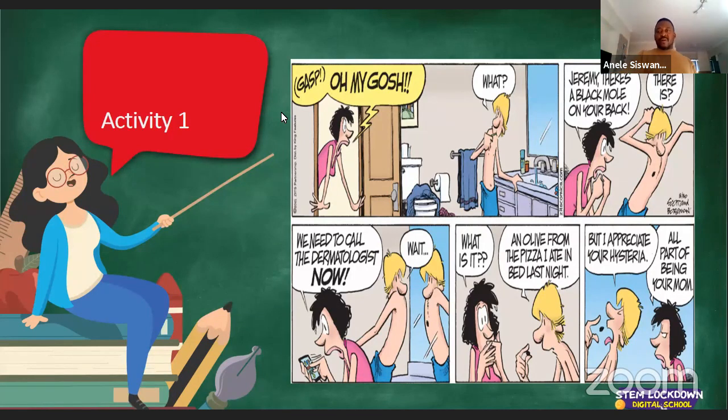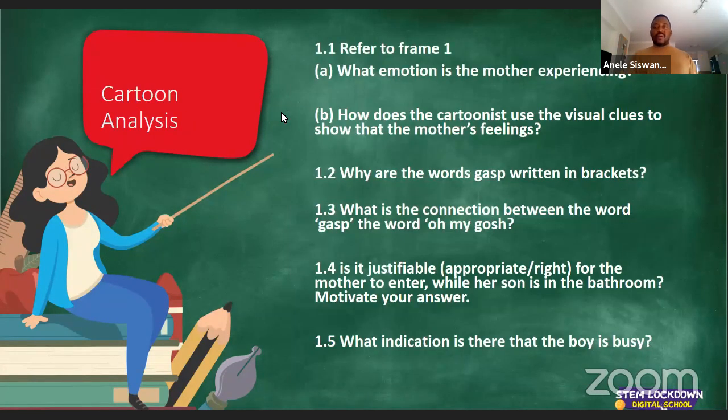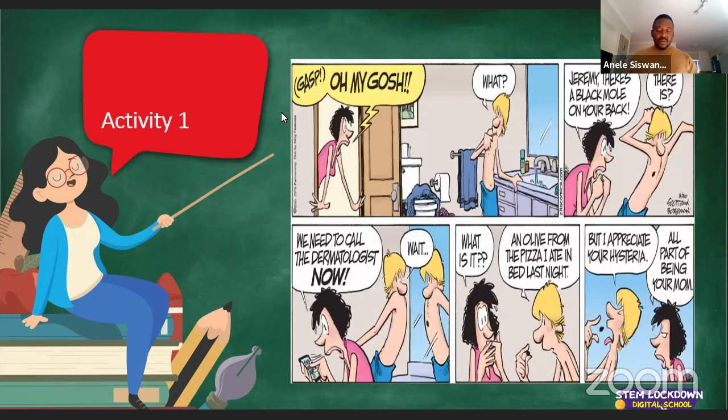This is the conversation that's going on. But I want us to focus on activity one. These are the questions. Under 1.1, we have: what emotion is the mother experiencing? How does the cartoonist use the visual clues to show the mother's feelings, and all of that? Because of time, I will help you to read some of the responses.